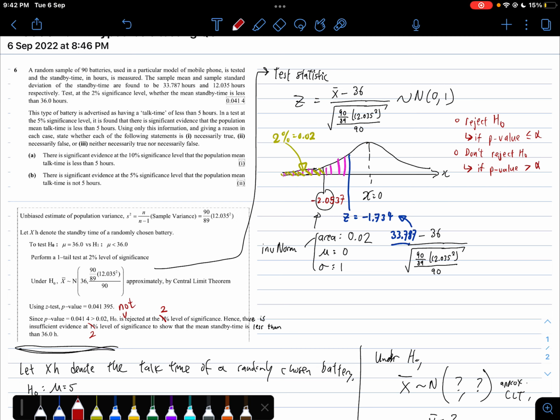There's a typo with the solution. It should be "not rejected at 2% level of significance", another two typos. Hence, there is insufficient evidence at the 2% level of significance to show that the mean standby time is less than 36.0.